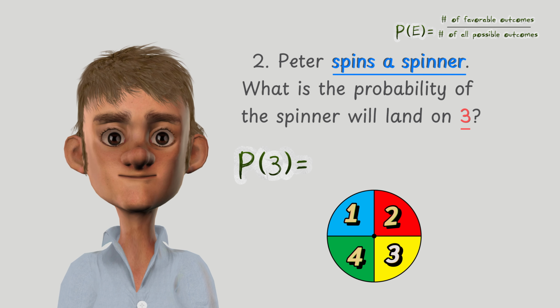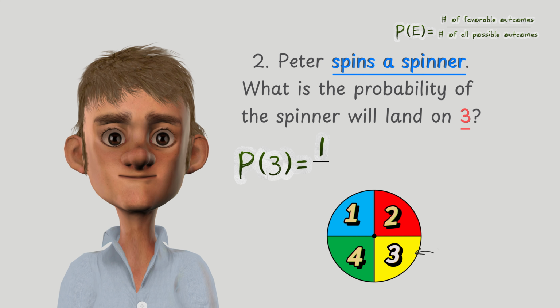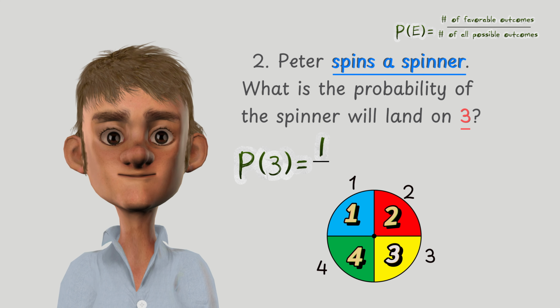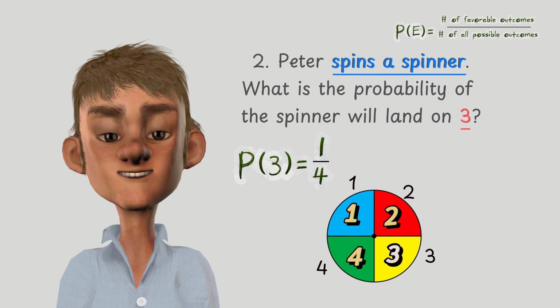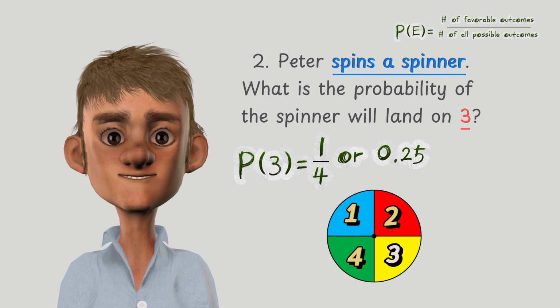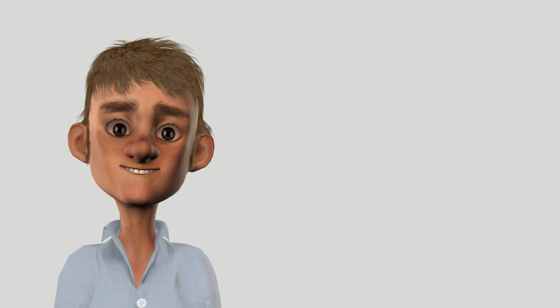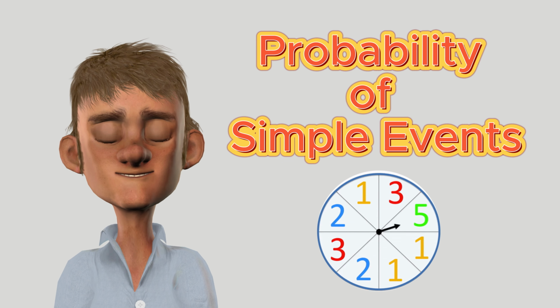Now, look at the spinner. How many 3s do you see? 1, right? Therefore, our number of favorable outcomes in this problem is simply 1, over the number of all possible outcomes. We have 1, 2, 3, and 4. Meaning, the denominator is 4. Let's simplify our answer. 1/4 is already in lowest terms, that's why this is our final answer, or 0.25 in decimal, or 25%. I hope this video helped you better understand how to solve the probability of simple events.